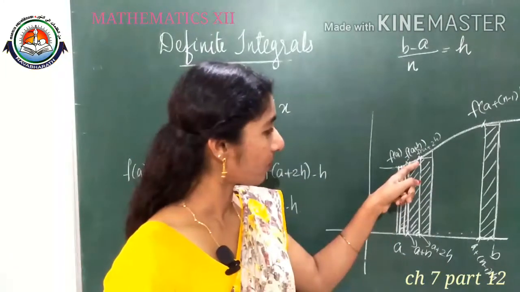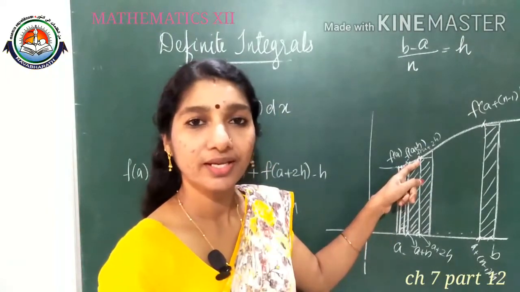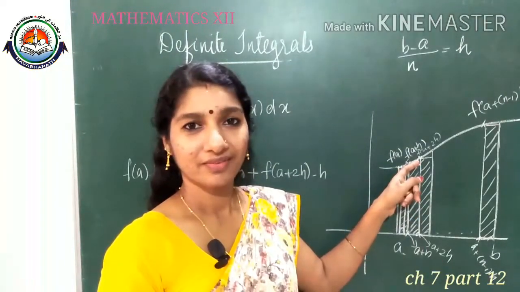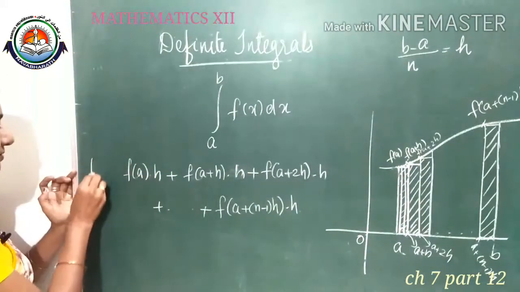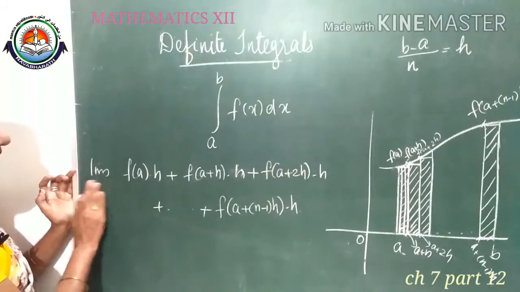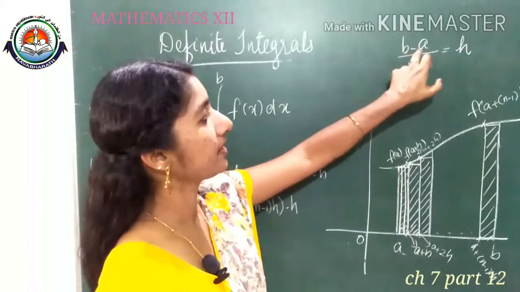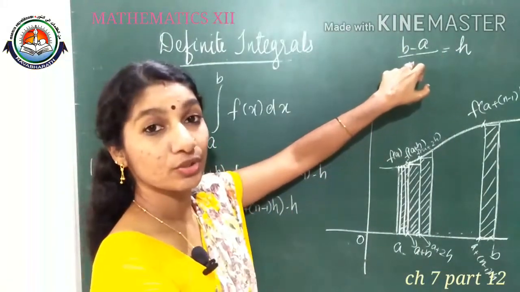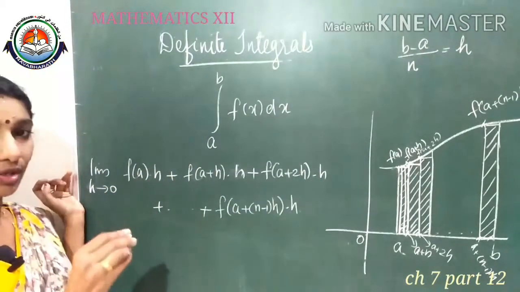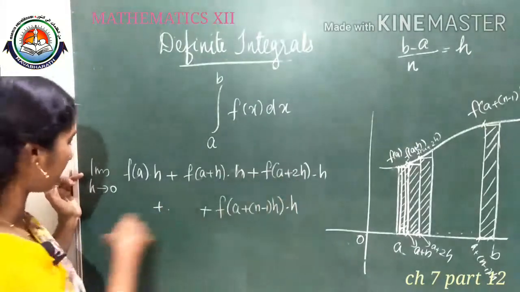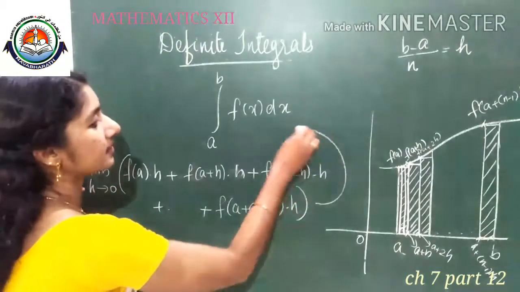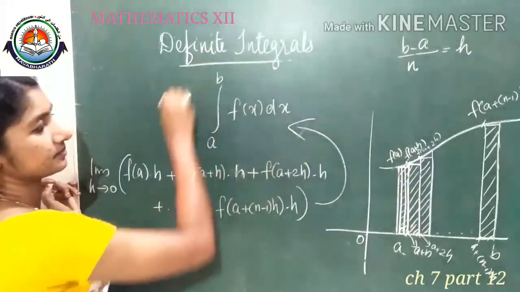To avoid this much gap, what we need to take? We need to take n tends to infinity. When n tends to infinity, so for this sum, limit n tends to infinity. If n tends to infinity, what will happen? B minus a by infinity tends to 0. So we can write limit h tends to 0, or n tends to infinity. Here we used h, that's why writing h tends to 0. This sum will give the area under this curve.